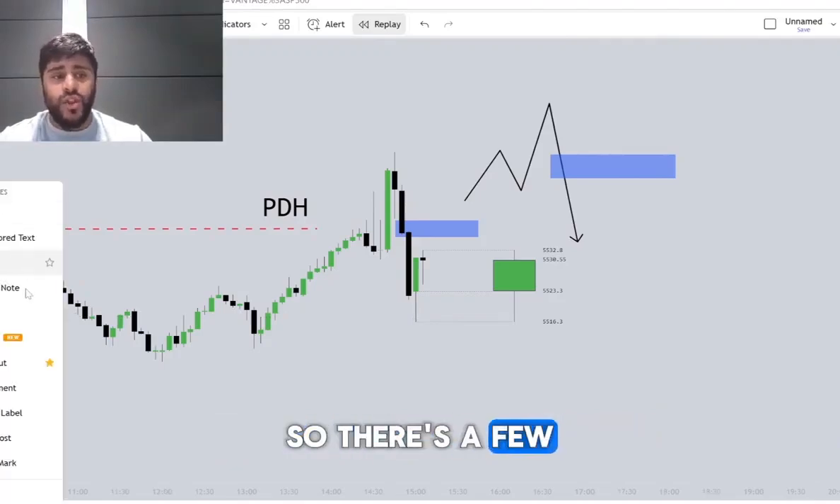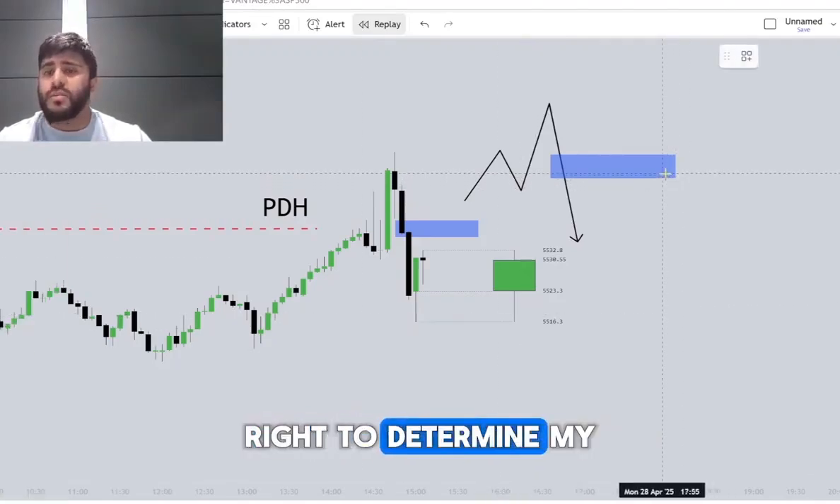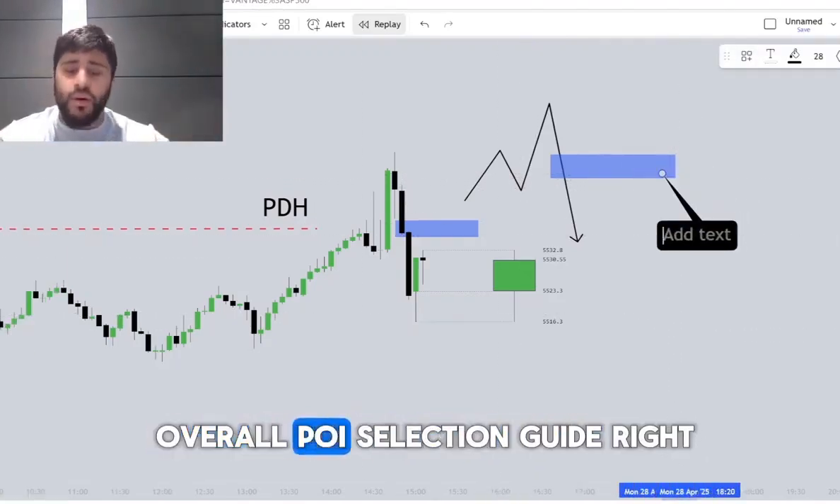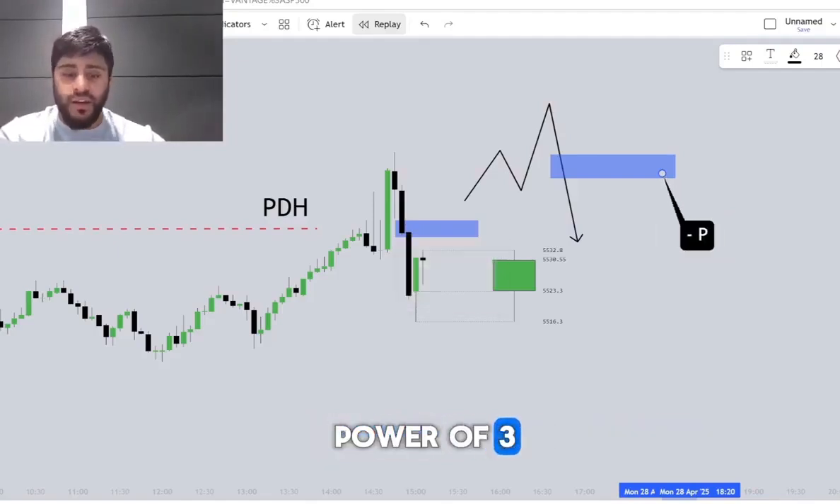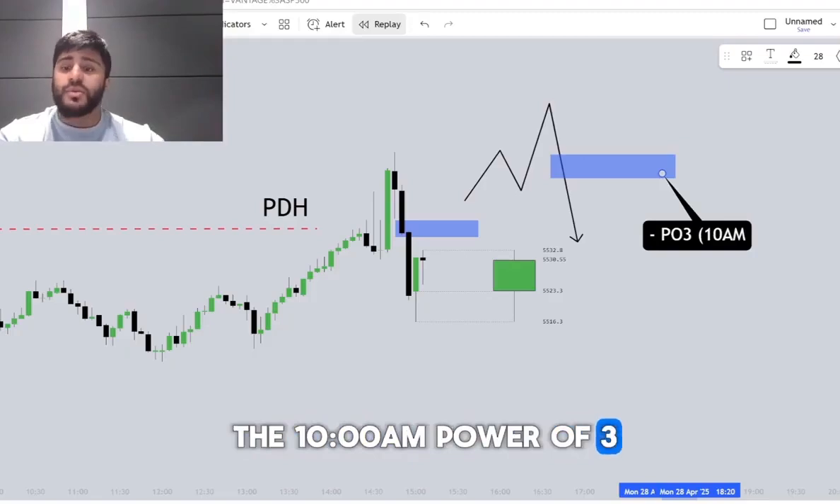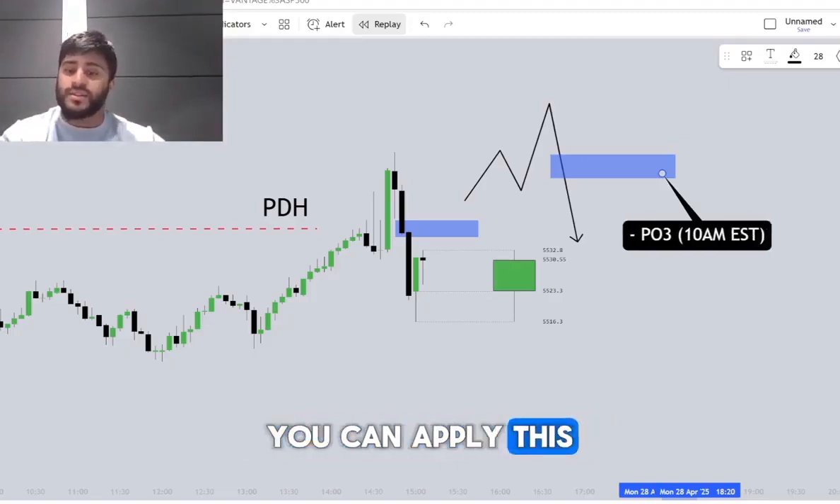That's a good question. There's a few things I use to determine my entries, to determine my overall POI selection guide. I use the power of three heavily. When I say power of three, I like to use the 10 a.m. power of three because I'm more of a scalper on ES. You can apply this to NQ.